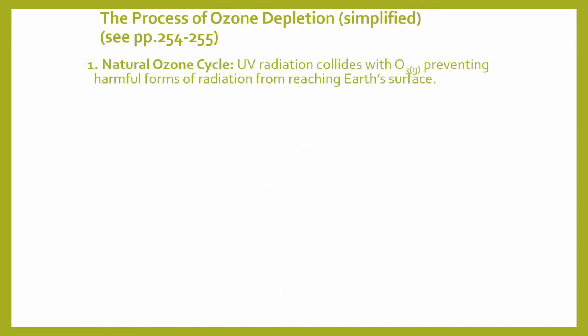The first issue we're going to look at is a simplified version of ozone depletion. The first thing that pops up is there is natural ozone cycling. UV radiation collides with this O3. Remember, O3 is ozone. This prevents harmful forms of radiation from actually reaching the Earth's surface. This is very important because it blocks out a lot of the harmful UV radiation that comes in from the sun, and it helps us to actually live outside and not get very, very bad sunburns. And what we're learning is that high exposure to sun rays and UV radiation is, again, cancer causing.